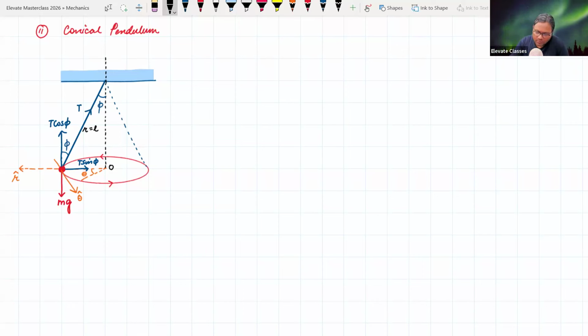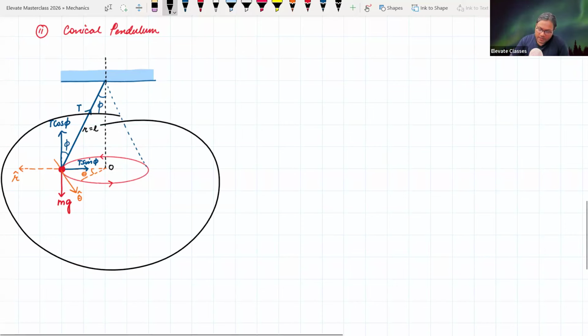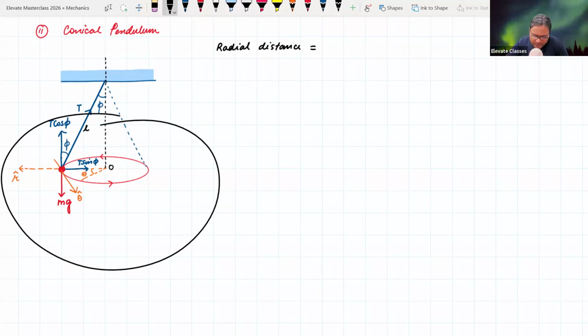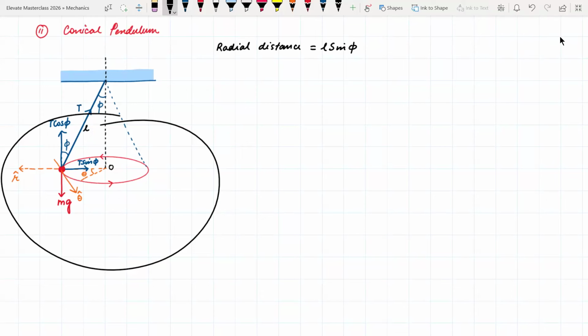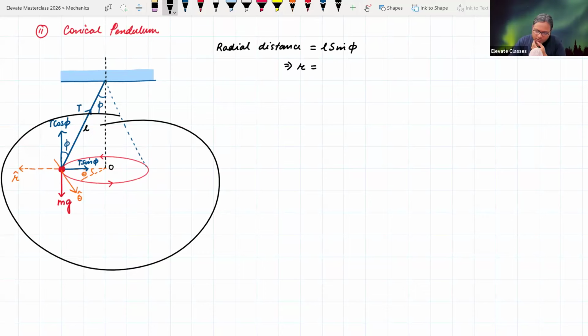Now let us study this problem. First of all, if I look at the radial distance, let me call the length L. What is the radial distance? L sin phi. Yes or no? L sin phi is the radial distance, because we have chosen the center of the trajectory to be the origin of the coordinate system. So r is equal to L sin phi.